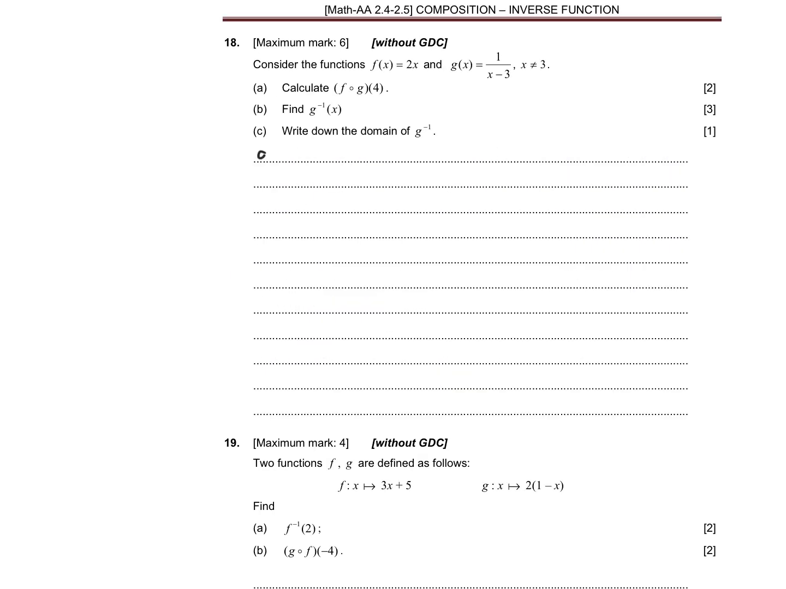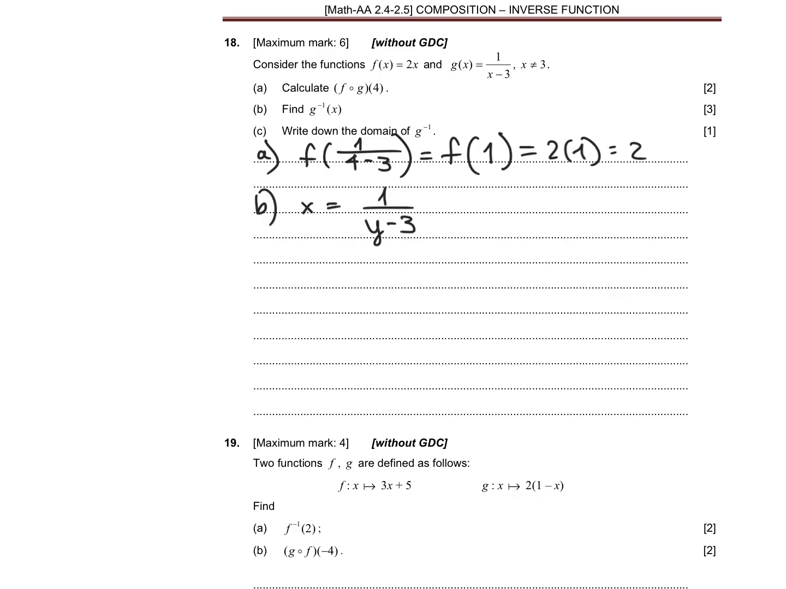All right, so for a, f of g at 4, so we want 1 over 4 minus 3, which is just 1, and 2 times 1 is 2. For b, we want the inverse of g, so we've got x equals 1 over y minus 3.